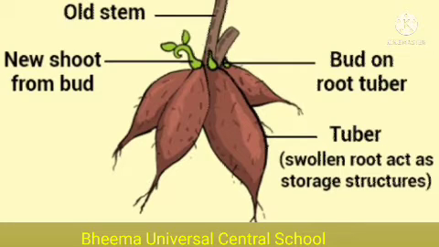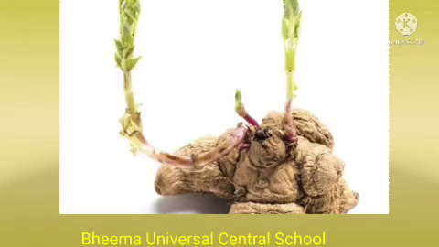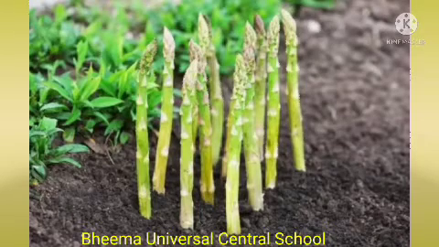Next is for vegetative propagation. Roots of a few plants develop into new plants. These are called reproducing roots. For example, dahlia and asparagus.